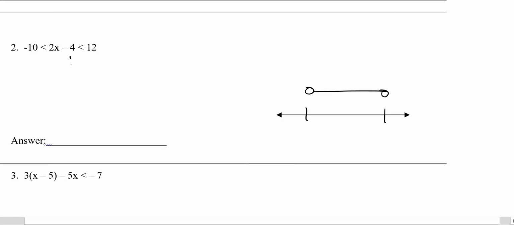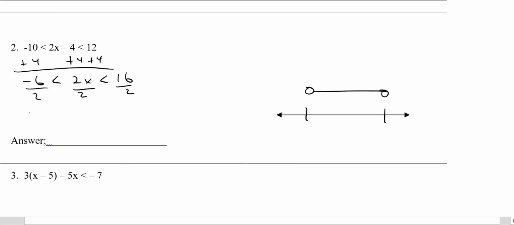Okay, so now I'm going to add 4 to all sides. You get negative 6 less than 2x less than 16. Divide everything by 2. Negative 3 less than x less than 8. Okay? Negative 3 and 8, and that's how I'm going to put my answer. This is my answer right here. Okay? It's really pretty easy.